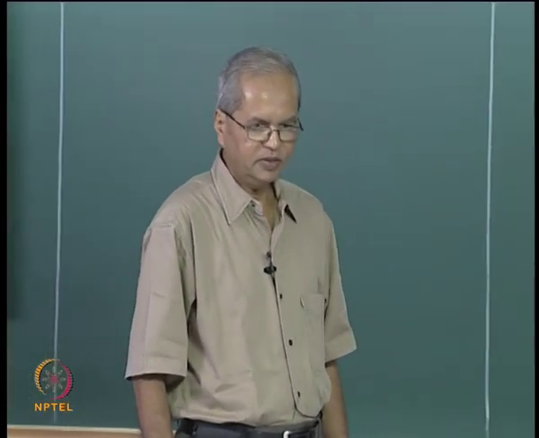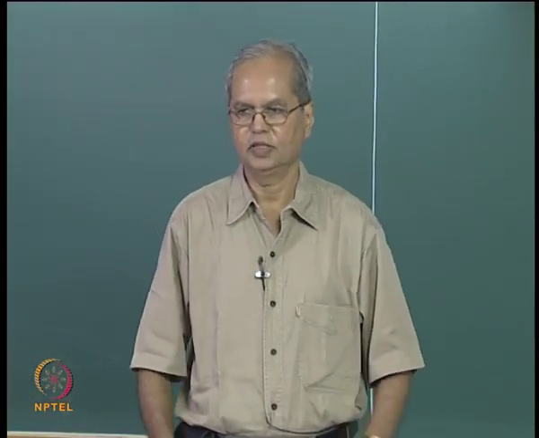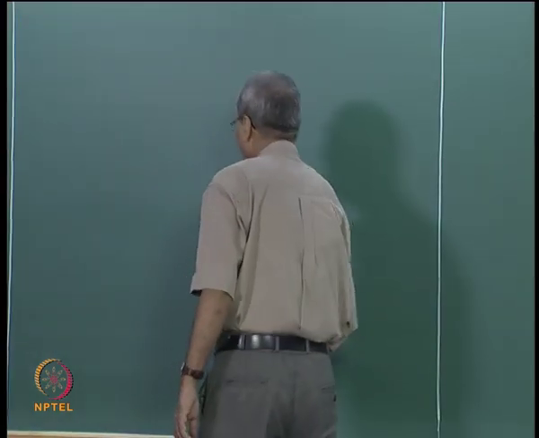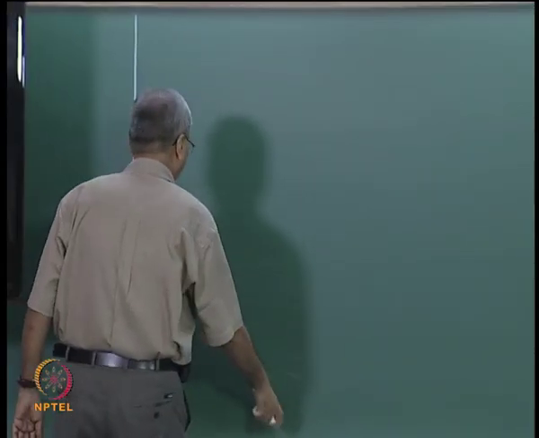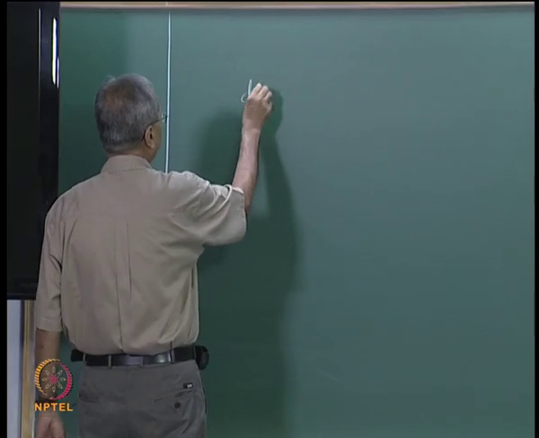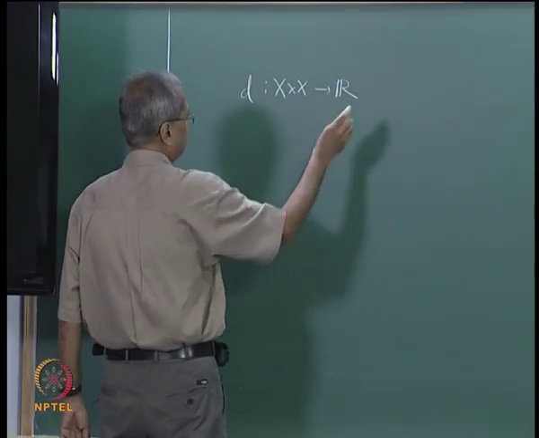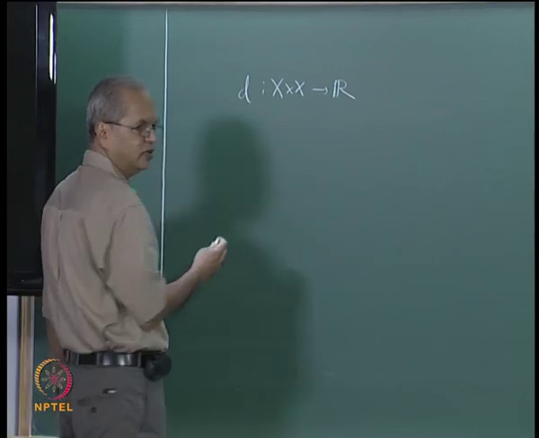We were discussing metric spaces in the last class. So let us recall a few things once again. Recall that a metric is a function d from X cross X to R satisfying some properties. Let us again recall those properties.